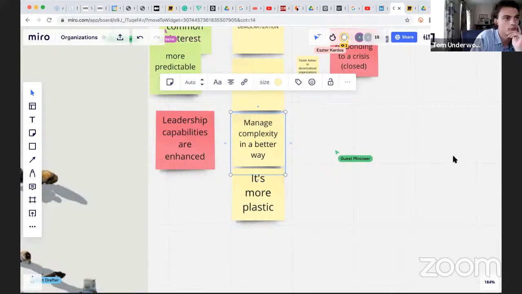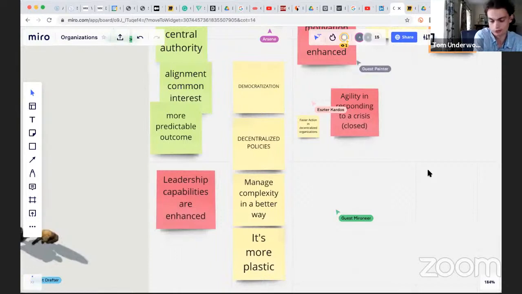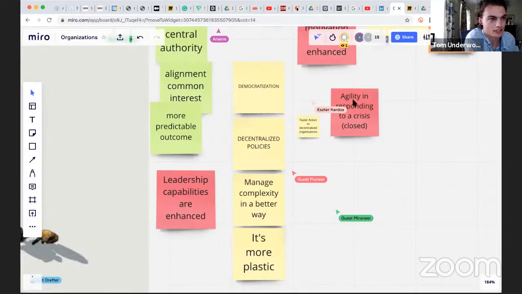Happy to jump in on that one. It wasn't my sticky note, but it was related to mine, which was that it enables more of an emergent strategy. Complexity is often about dealing with context and learning, and enabling people to do that across an organization. A lot of that is being able to react quickly and with speed.